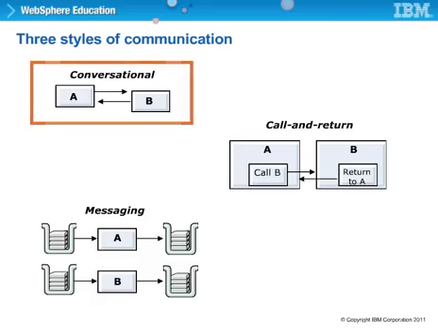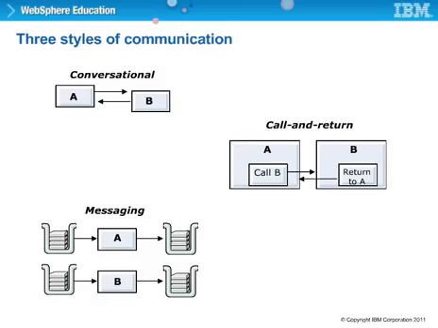In the conversational style of communication, two programs directly communicate with one another. It is the fastest form of program-to-program communication. If one of the programs or the interface between the two programs is not available, communications do not take place. APPC, CPI-C, and the sockets interface to TCP/IP are examples of this style of communication.